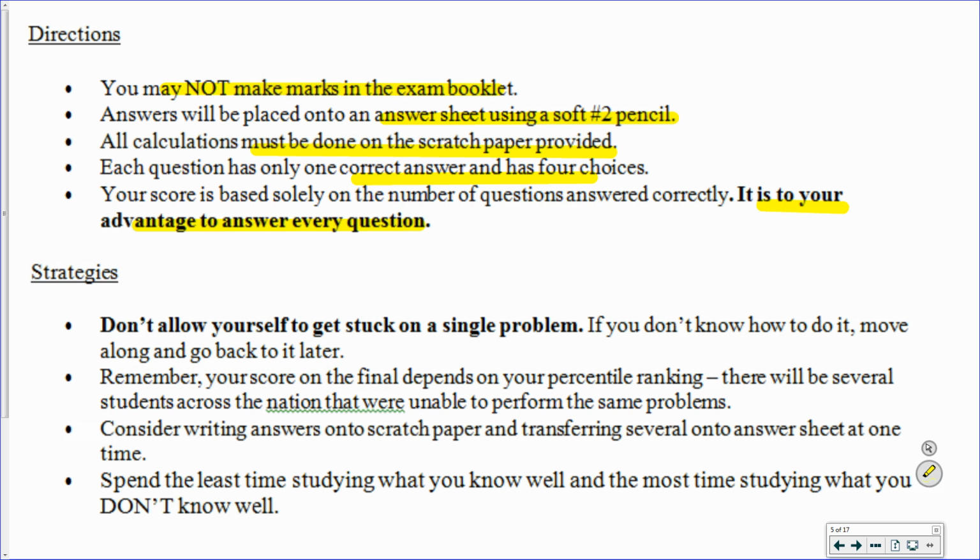Okay, here are the strategies. Don't allow yourself to get stuck on a problem. Make sure that you have time to answer everything that you know how to answer. As you're working the exam, go through and quickly do all the problems that you immediately know the answer to. If you skip one, write it down on your scratch paper. Then you come back and start working the ones that you know how to do the most, as time allows. And the things you're really going to have to think about, save those for last.